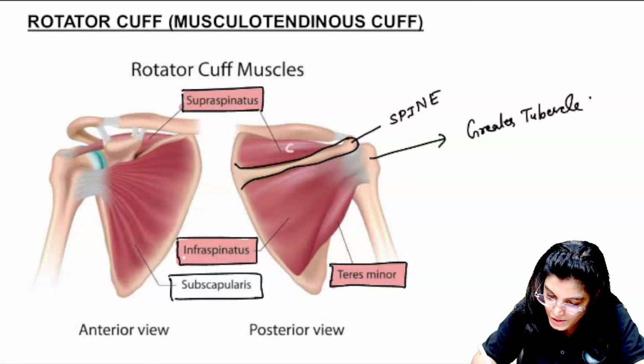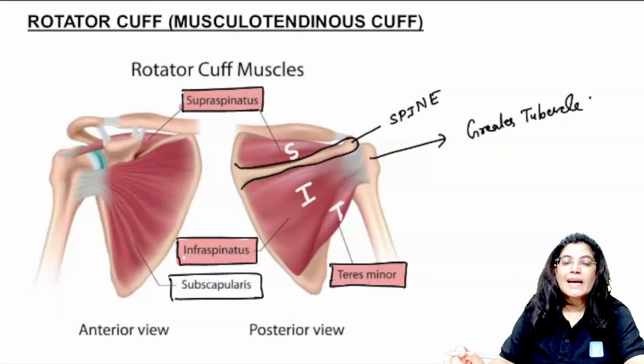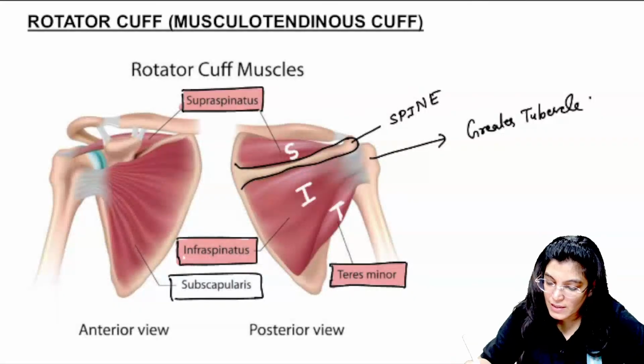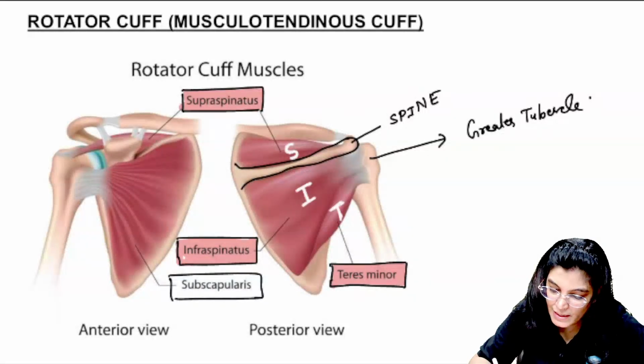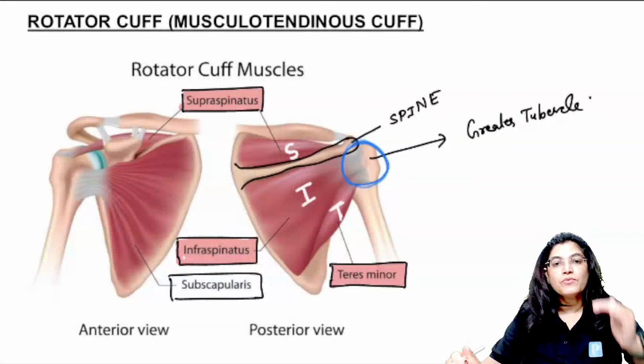This is S for supraspinatus, this is I for infraspinatus, and this is T for teres minor muscle. So they commonly insert onto the greater tubercle. Commonly, they are inserting onto which area? They are inserting onto the greater tubercle of the humerus from above to down.